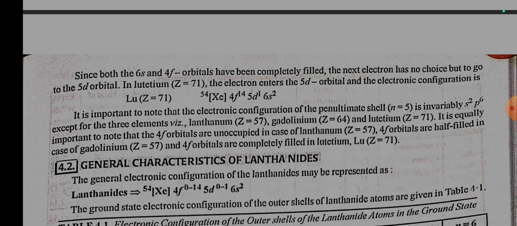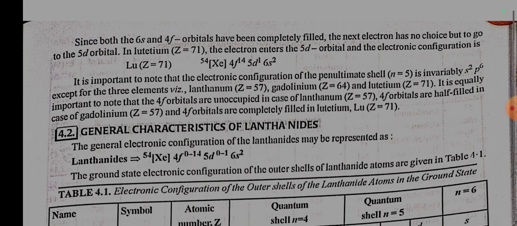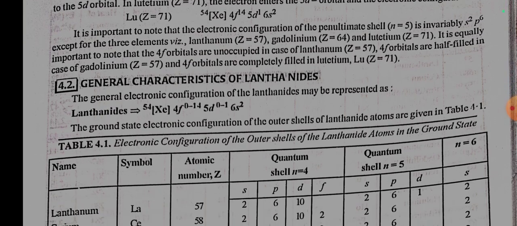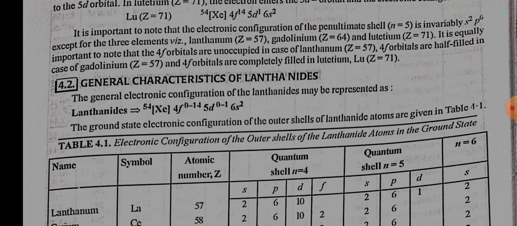It is important to note that the electronic configuration of the penultimate shell, n equals 5, is invariably 5s2 5p6 except for the three elements lanthanum, Z equals 57, gadolinium, Z equals 64, and lutetium, Z equals 71. It is equally important to note that the 4f orbitals are unoccupied in the case of lanthanum, Z equals 57, half filled in the case of gadolinium, Z equals 64, and completely filled in lutetium, Z equals 71.